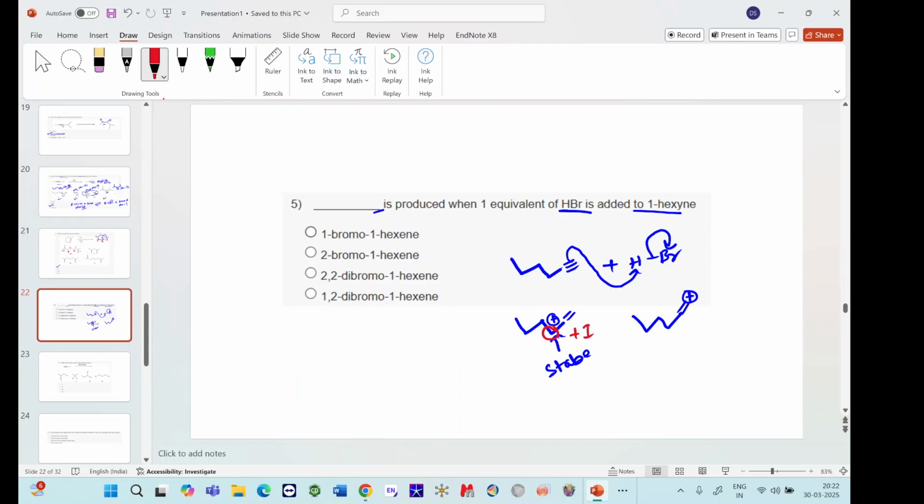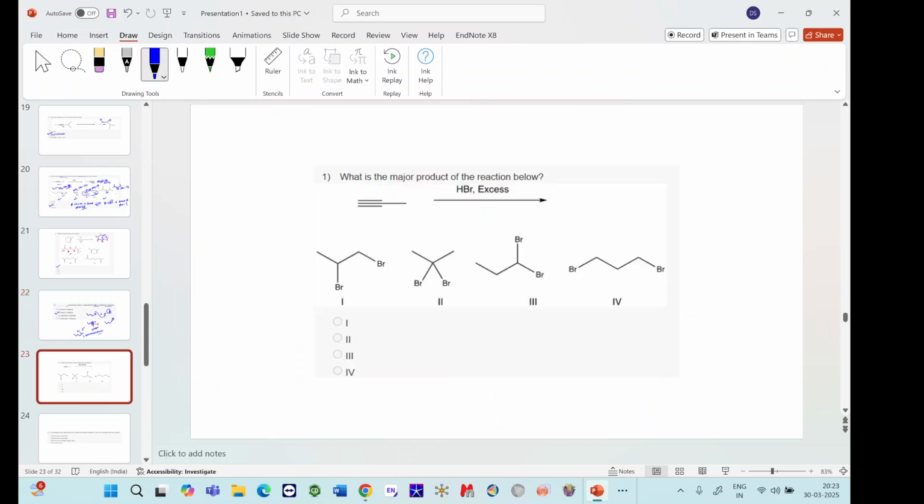So this one will be stable, and then bromo will come, so that will have the product. So this is 2-bromo-1-hexene. So this one will be the right answer, 2-bromo-1-hexene. Let us move to the next question.